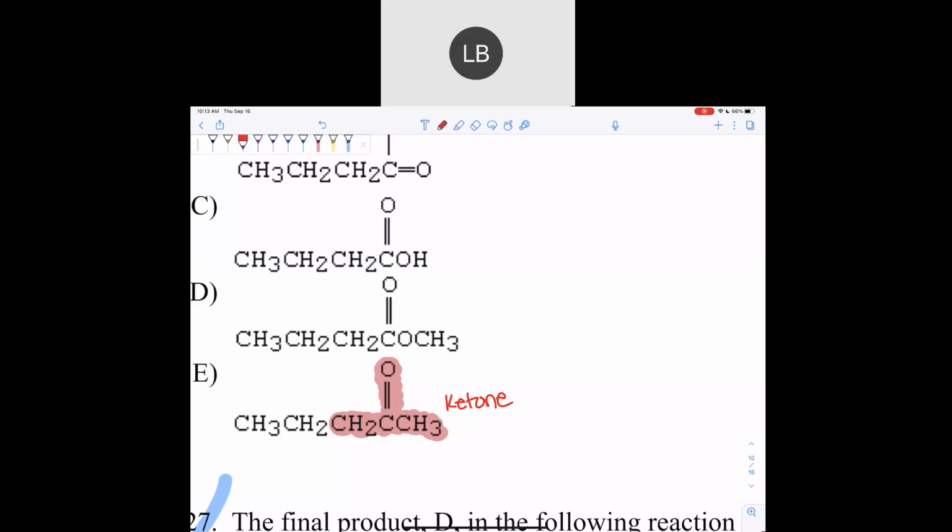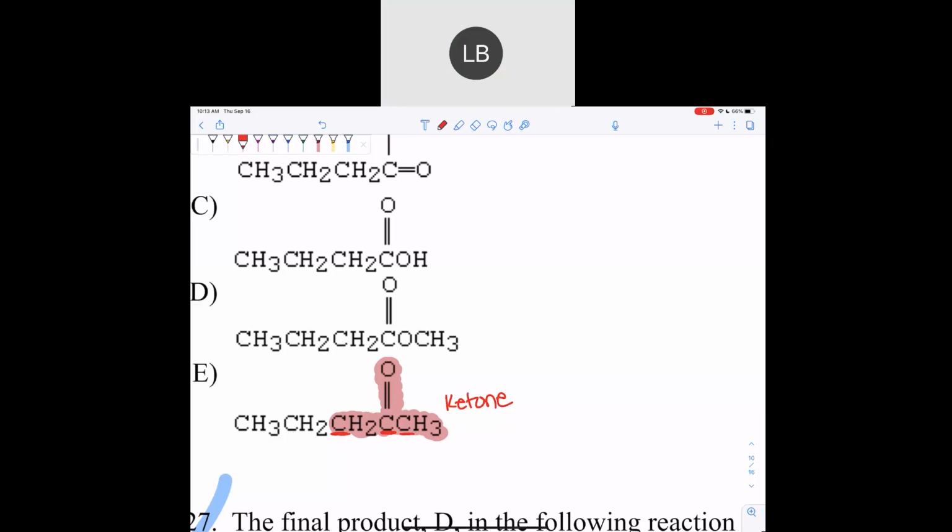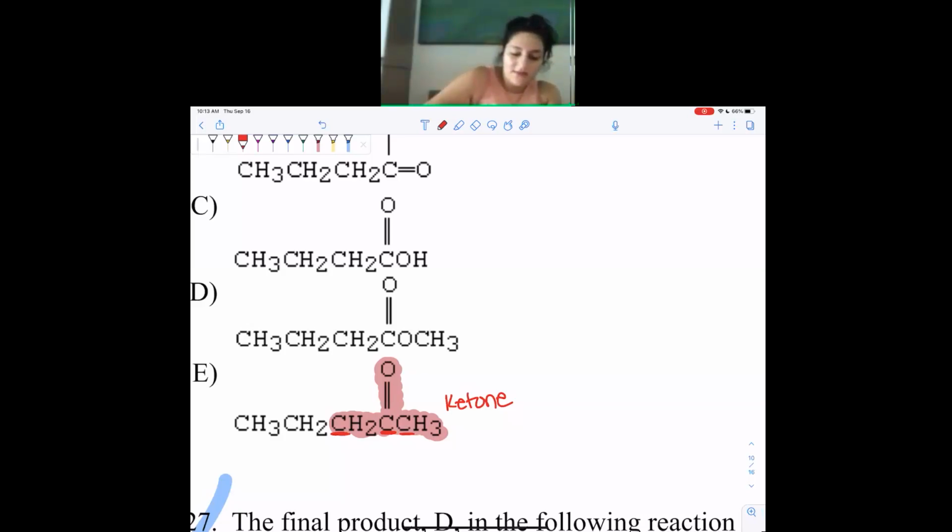Well, okay, so an R group is a carbon, right? R just stands for any carbon chain. And we want this carbon to be bonded to two carbons. That's what makes it a ketone. So if it were to be two R groups, it would still be the same. So it'd be a ketone. Cool. So how about this one?